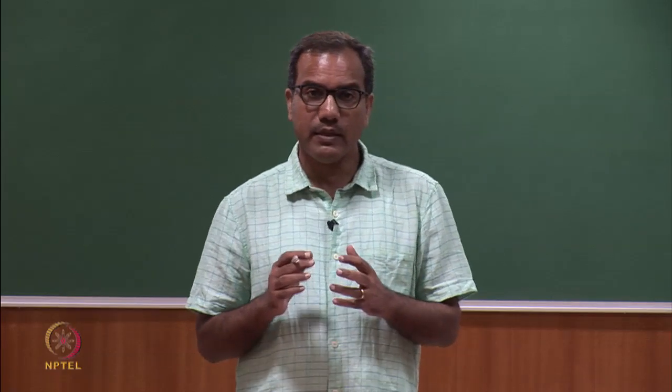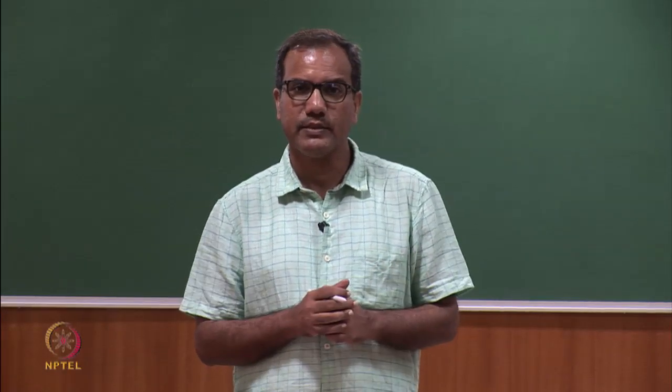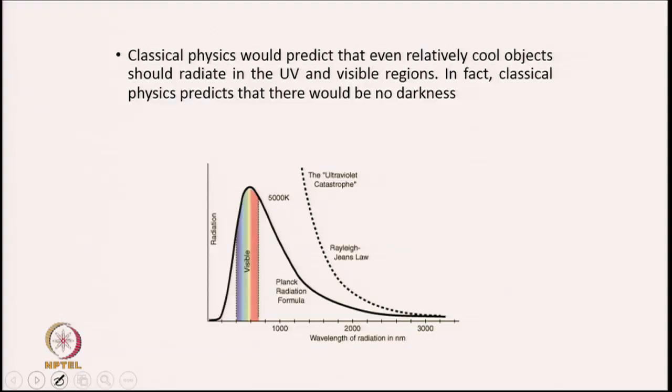When you apply this classical physics, what you will get is this kind of prediction. The energy of radiation versus wavelength should look like this if classical physics holds true. Classical physics predicts that relatively cool objects should radiate in the UV and visible region, and in fact classical physics predicts that there would be no darkness, but that is not true.